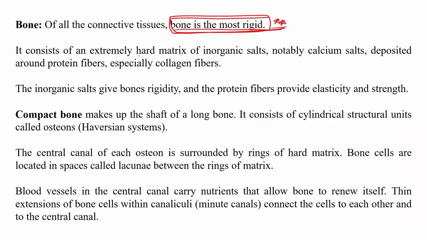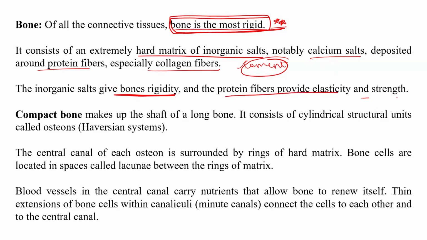It consists of an extremely hard matrix of inorganic salts. So basically, it is like cementing. When we are making a building, within the bricks we have cement also that provides the strength. So it has an extremely hard matrix of inorganic salts, notably calcium salts, which are deposited around the protein fibers, especially the collagen fibers, providing it the strength. The inorganic salts give bones rigidity, and the protein fibers provide elasticity and strength to it. Therefore, the bones are rigid, elastic, and have a high strength.